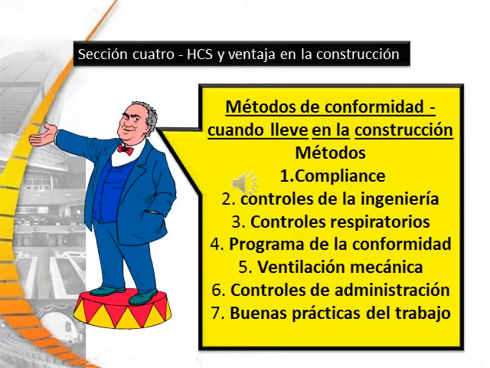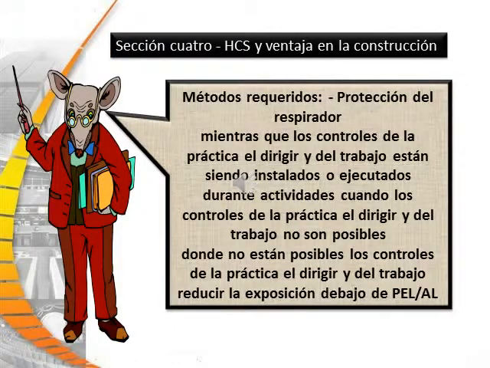The way employers will comply with the OSHA standard is they'll have compliance methods which meet 1910.26. They'll have engineering controls, respiratory controls, a compliance program, mechanical ventilation, administrative controls, or just plain good work practices. Of course, the last and least effective method is personal protective equipment, in this case, respirator protection, while engineering and work practice controls are being installed or implemented.